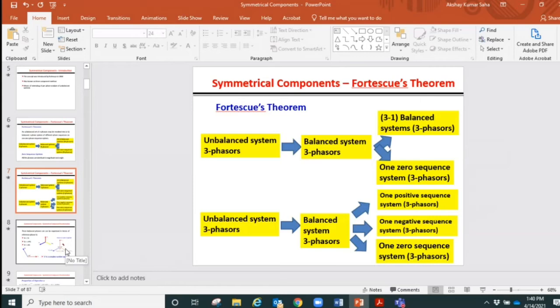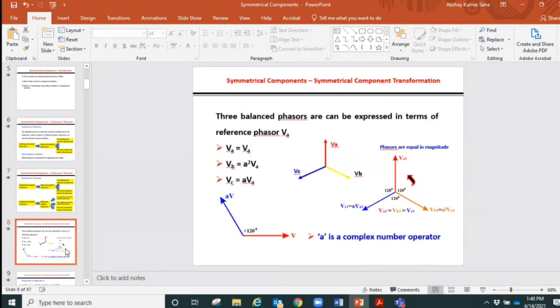Is that clear? Yes, sir. Okay, so let's go to the next one now. When we talk about positive sequence, negative sequence and zero sequence, we now need to go to the phasor diagrams and draw them. It will be required for calculation and analysis.